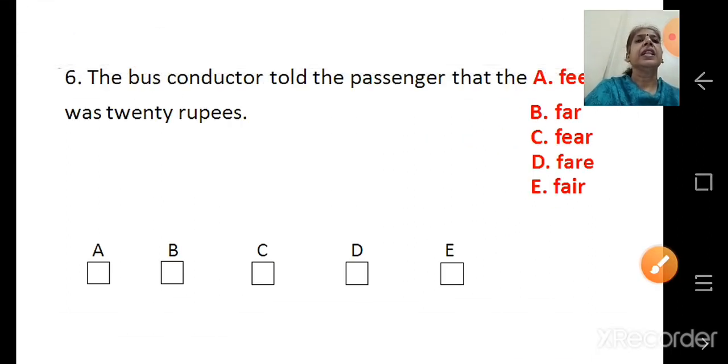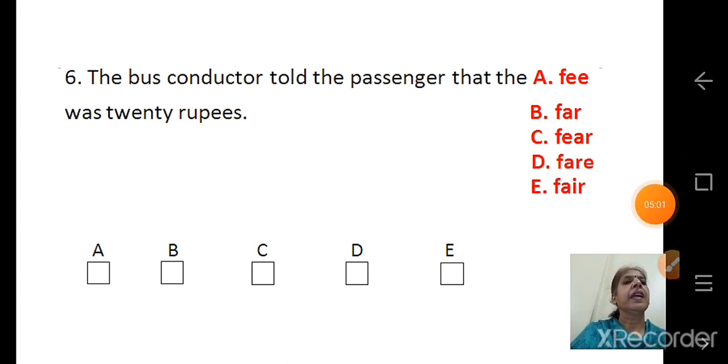Next. The bus conductor told the passenger that the dash was 20 rupees. A. Fee, B. Far, C. Fear, D. Fare, E. Fair. Now D. Fare is F-A-R-E and E. is F-A-I-R. So the answer is, the bus conductor told the passenger that the dash, what it is?